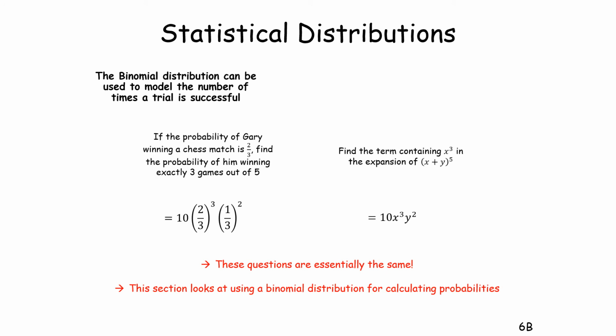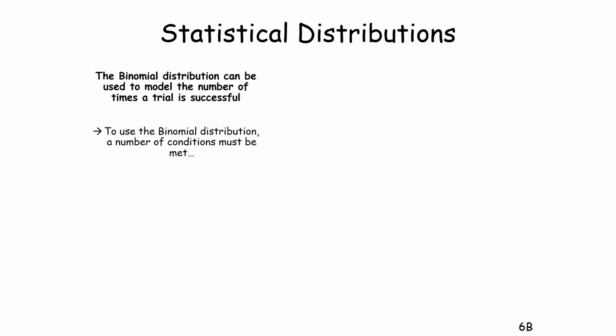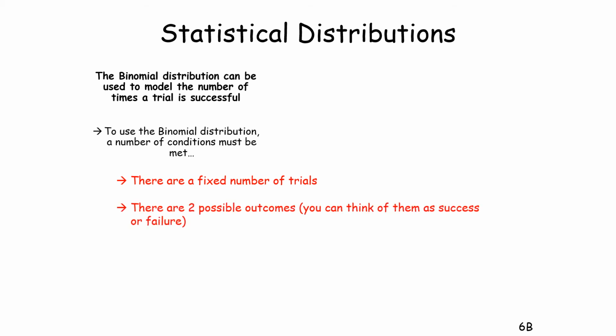So in this section, we're going to look at using binomial distribution for calculating probabilities. To use the binomial distribution, a number of conditions must be met. There must be a fixed number of trials. Second, there are two possible outcomes. So we need to think of them as success or failure. That's when some students get confused when they talk about rolling a die. They say, oh, but sir, there's 6 outcomes.